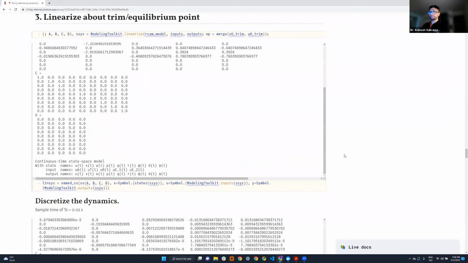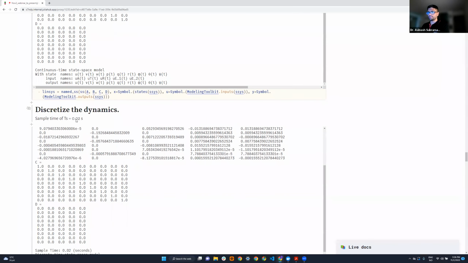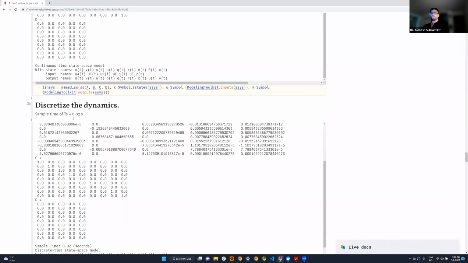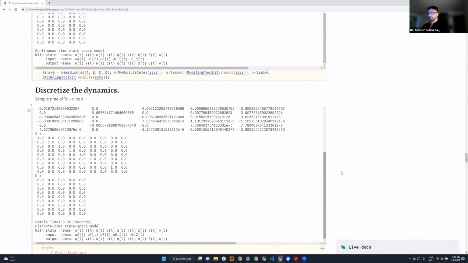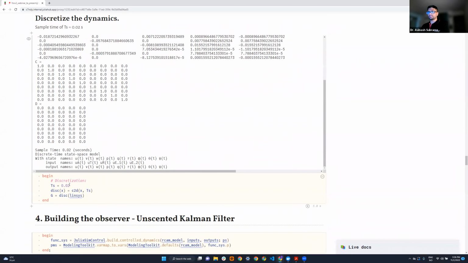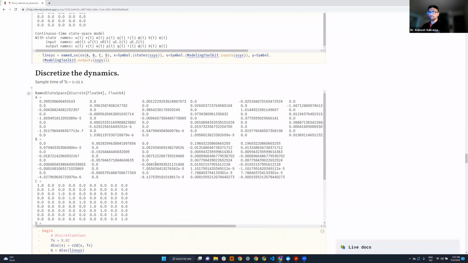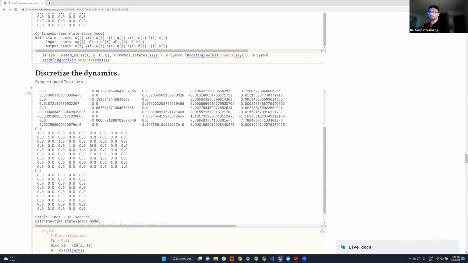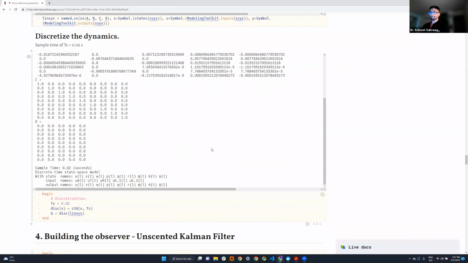Following this, we may want to discretize the dynamics. As I mentioned, an appropriate value for the sample time would be 0.02 seconds. So again, discretizing this linear system with a sample time is quite familiar with the familiar c2d function. We can discretize it and then get out this discrete time system. Now it's a discrete time state space system, again with the A, B, C, and D matrices.